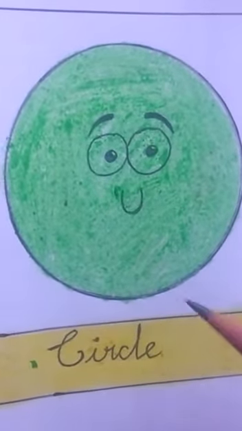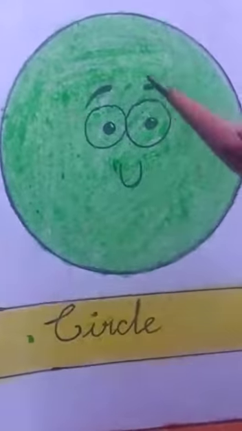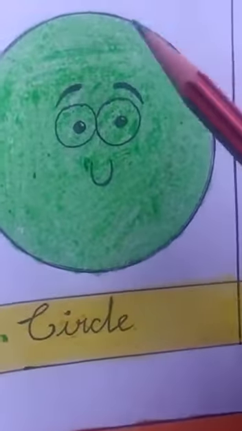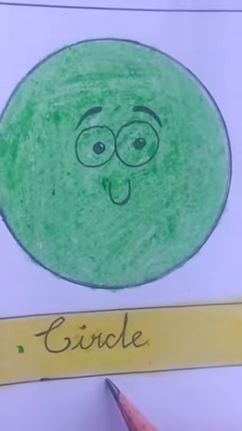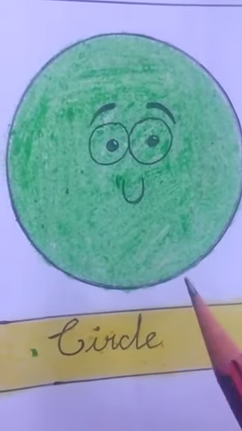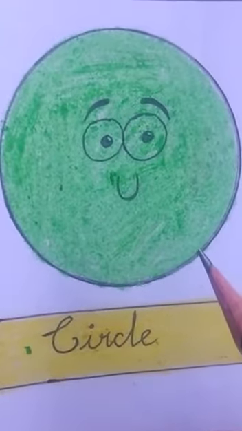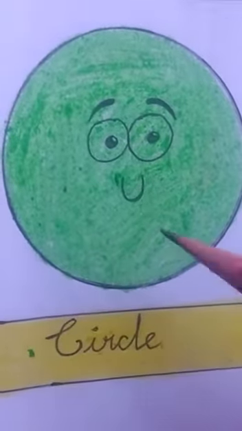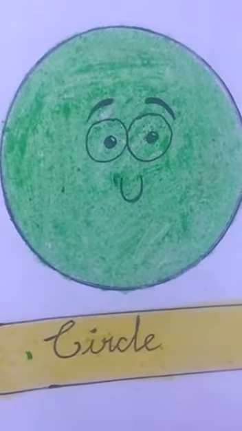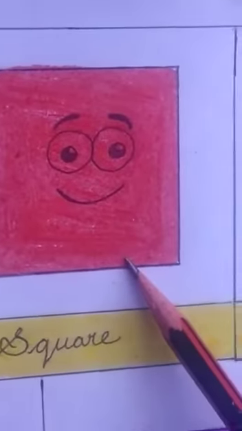Look at this. This is a circle. For example, a wall clock, car tire, cookies and many others are circle in shape. Now let's see the next shape.